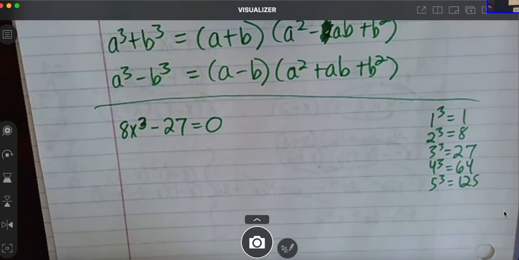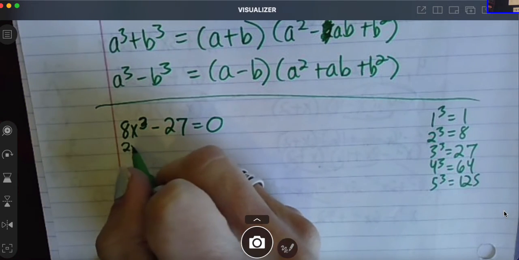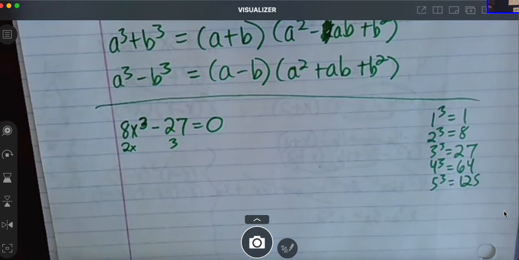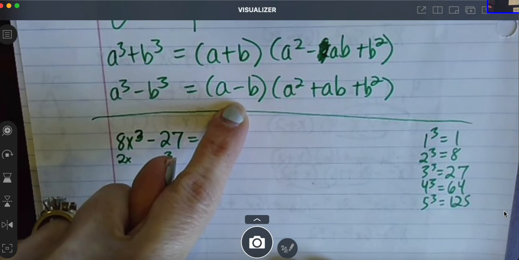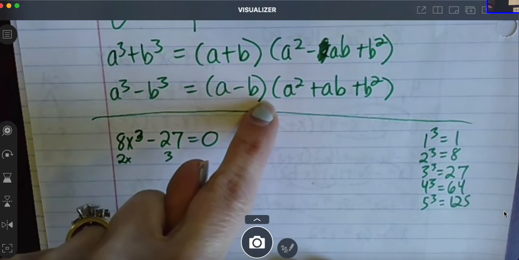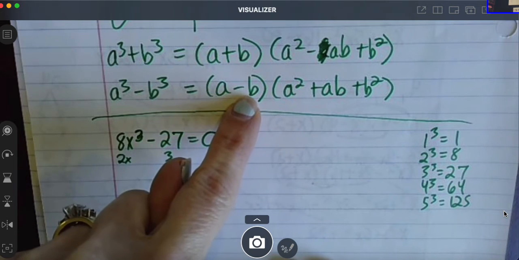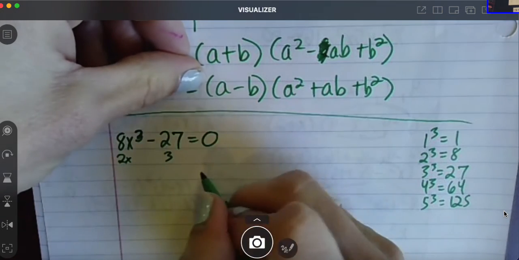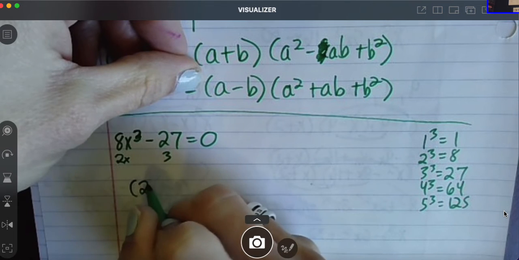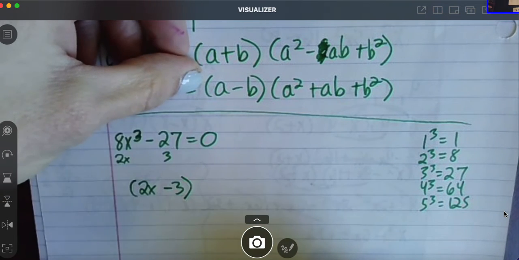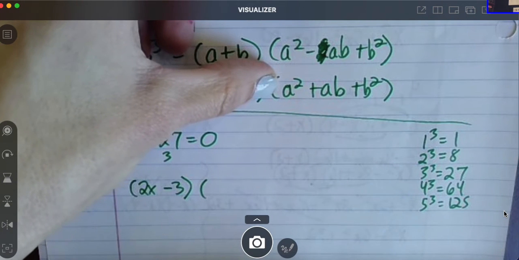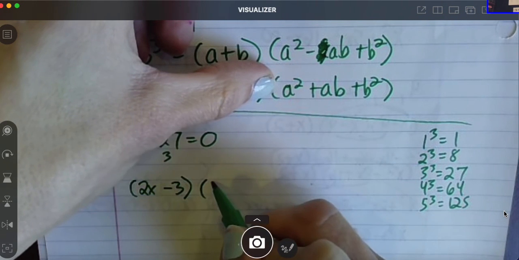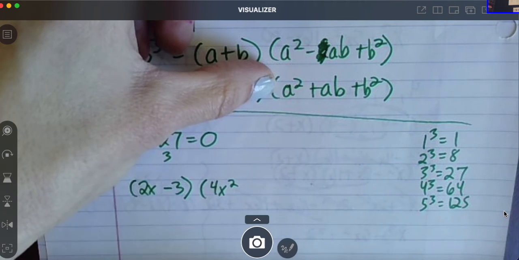Now, what I'm saying is my 2 things I'm dealing with are 2x and 3, right? Does everybody understand that? That's the 2 things I'm cubing. Since it's a subtraction sign, I'm going to use this. What 2 things did I say I'm writing? 2x and 3. So let me write that. I'm going to have 2x minus 3. And then what am I going to do with my 2x? I'm going to square it. What's 2 squared? 4. And then I have my x squared.